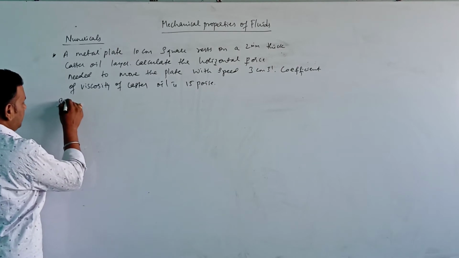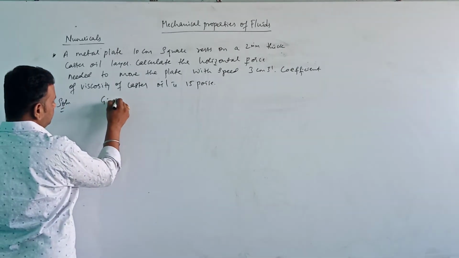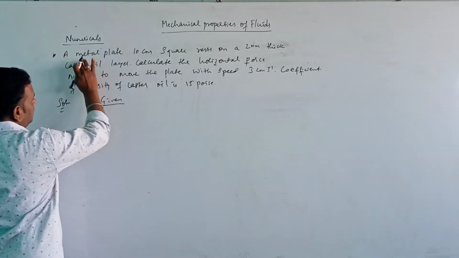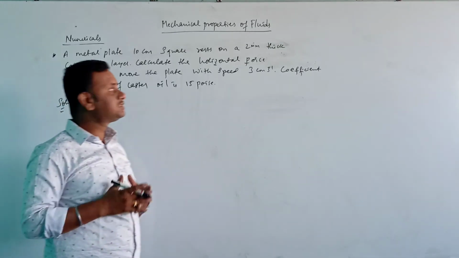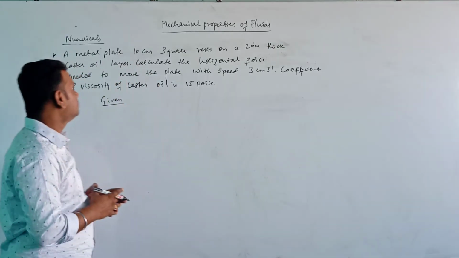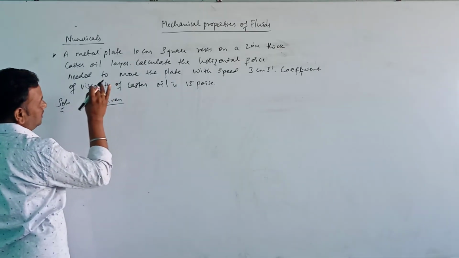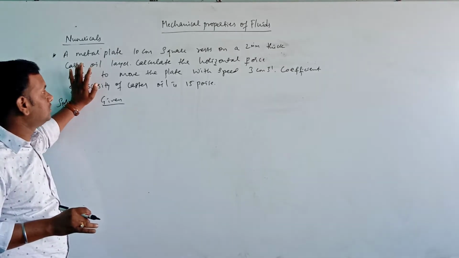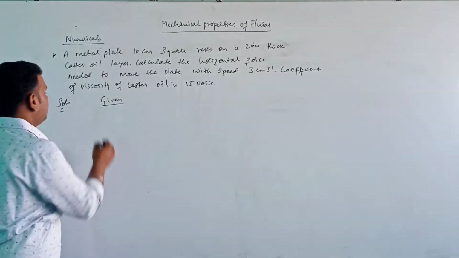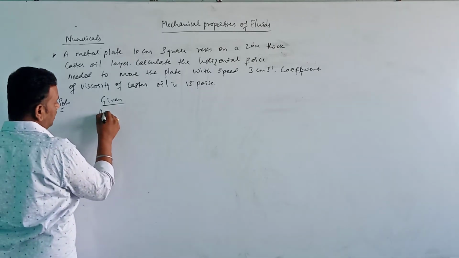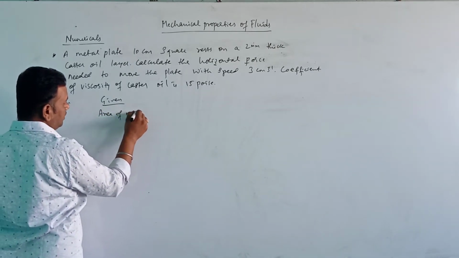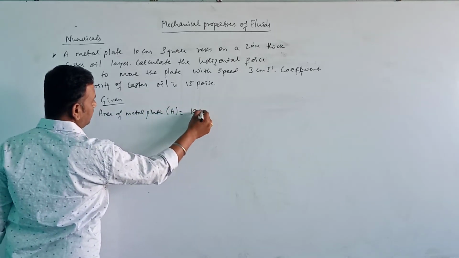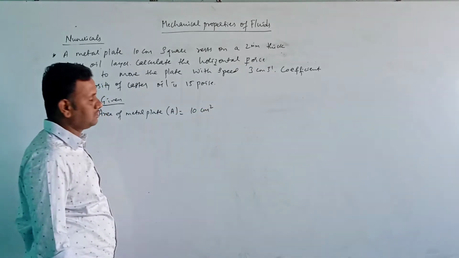So let us write first the given data here. The given data is that a metal plate 10 centimeters square is given. Okay, so that means here he has given the area of the metal plate. So area of the metal plate is how much? Area of metal plate, that is A, is equal to 10 centimeter square.